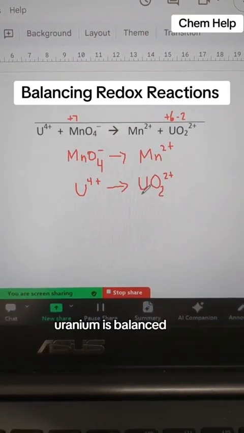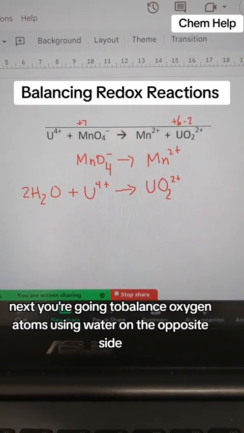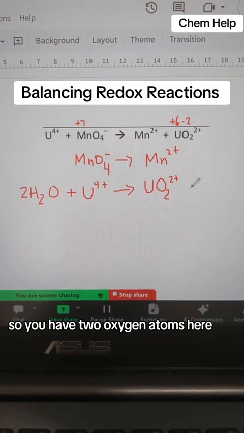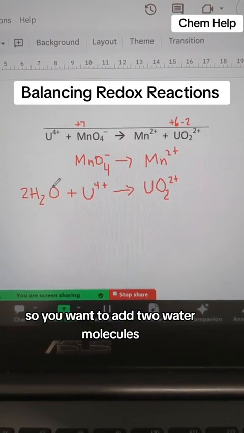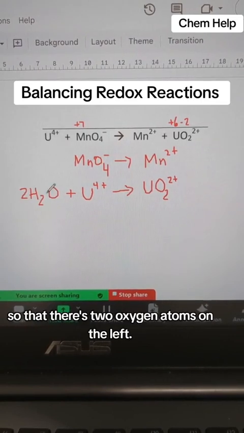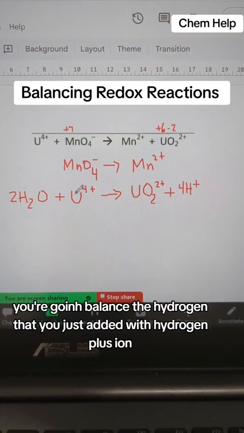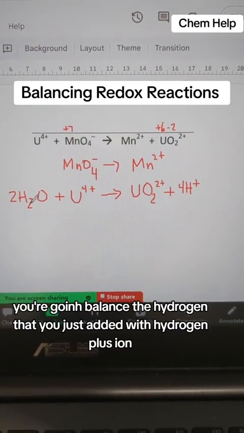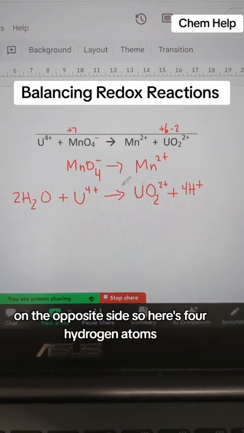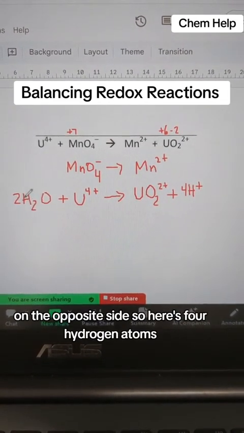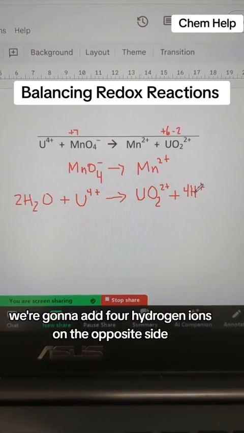Uranium is balanced. Next, you're going to balance oxygen atoms using water on the opposite side. So you have two oxygen atoms here, so you want to add two water molecules so that there's two oxygen atoms on the left. Next, you're going to balance the hydrogen that you just added with hydrogen plus ion on the opposite side. So here's 4 hydrogen atoms, so you're going to add 4 hydrogen ions on the opposite side.